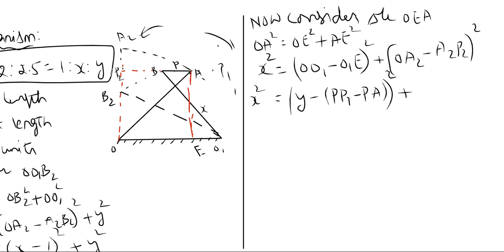Now see the distance OA. So OA is nothing but x here minus A2P2. So A2P2, from A to B the distance will be 1, whereas from A to P that will be half. So minus 1 by 2. Okay, so x minus 1 by 2, this is again whole square. Now I am writing this x square is equals to y minus PP1.